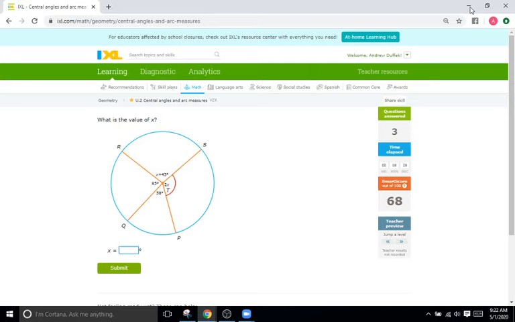Okay, same deal right here. All four of those angles have to add up to 360, so I'll leave that alone. Same deal right there. All four of those angles have to add up to 360. So we'll do this one.